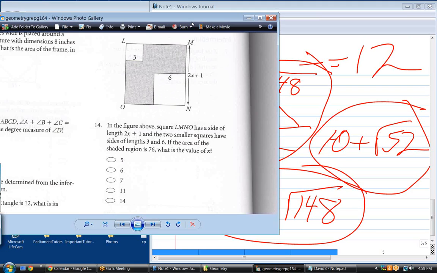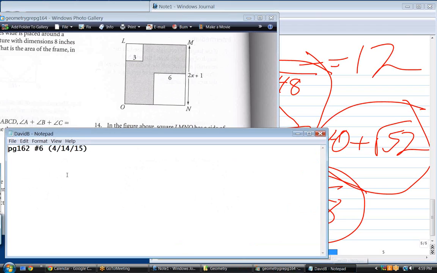I'll make a note that we finished 13 on page 164. Now, let me write it down right here. 13 on 164.